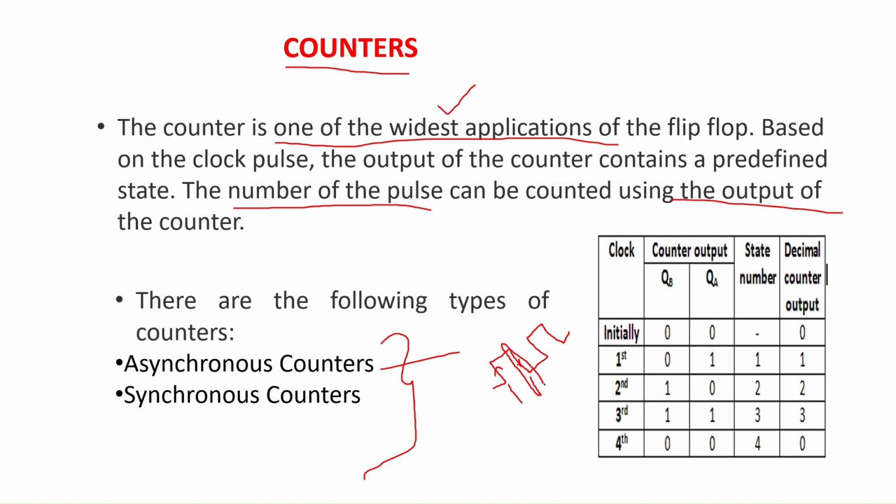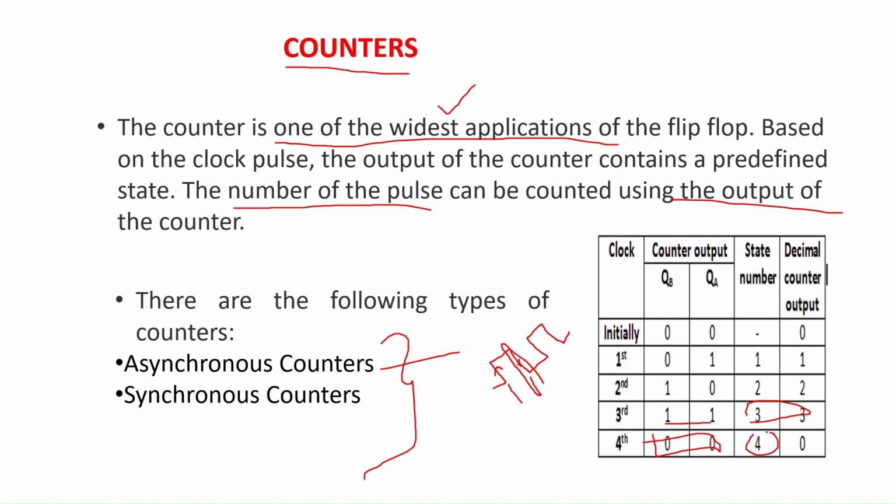When the first clock signal arrives at the flip-flop, the output of both flip-flops will change to 0 1, which represents the decimal count 1. When the second clock signal arrives, the count will change to 1 0, whose decimal equivalent is 2. When the third clock signal arrives, the counter output will change to 1 1, whose decimal equivalent is 3. When the fourth clock signal arrives, it will get into the state 0 0, which is state 4.